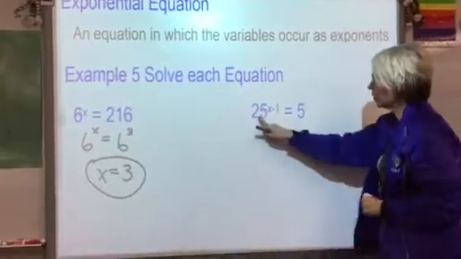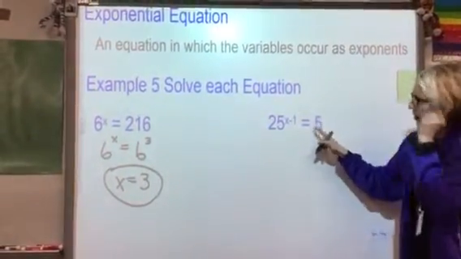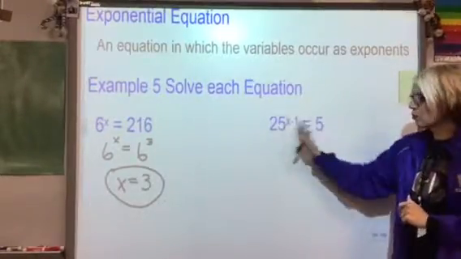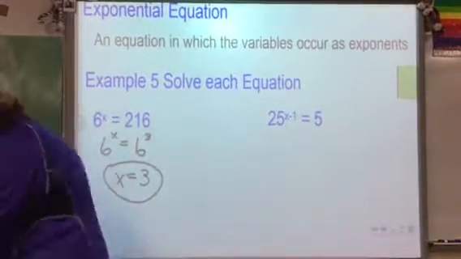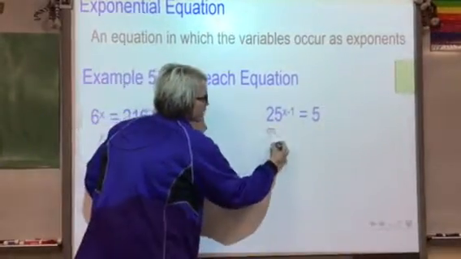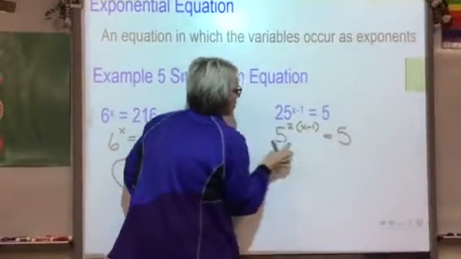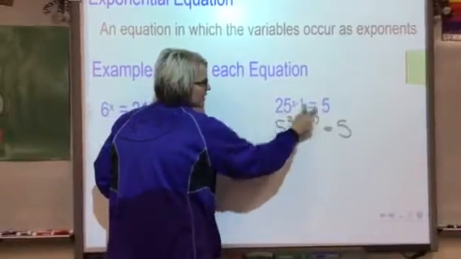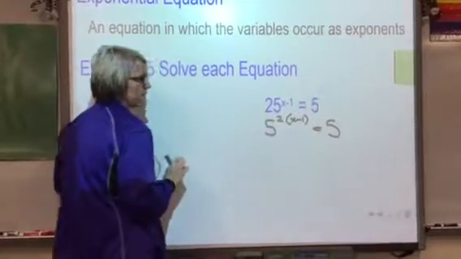In this case, I have 25 to the x minus 1. So I'm going to try to figure out here how I can write this 5 to get 25. So I'll show you how that looks here. This 25 is the same as 5 squared. So I just changed this to a 5 squared because I wanted the two sides to match. And it was actually easier to change this 25 than it would be to change this over here.